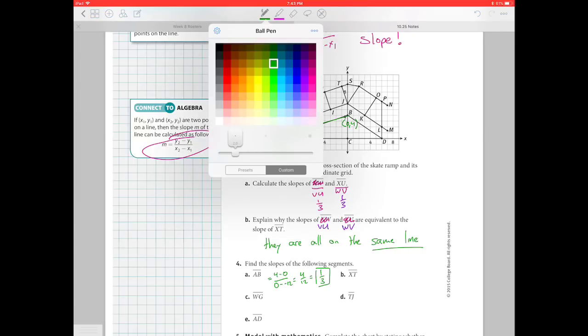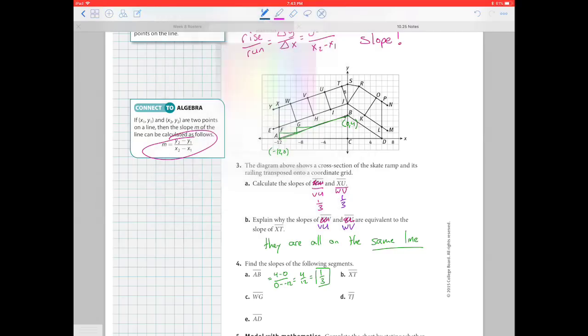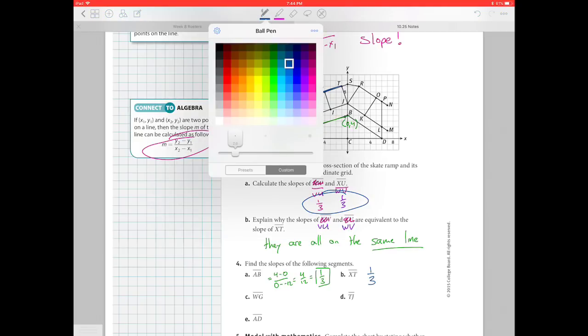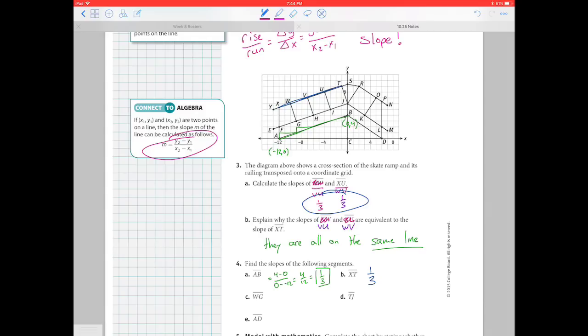XT. We already found the slope for that. That was all of these. So we know that's also 1/3. WG, which is this magenta line right here, we can do our rise over run, which was -3 over 1, so our slope is -3.